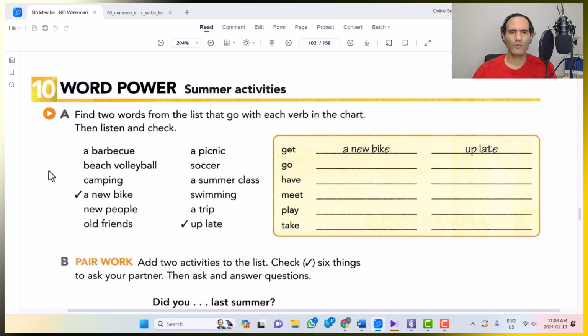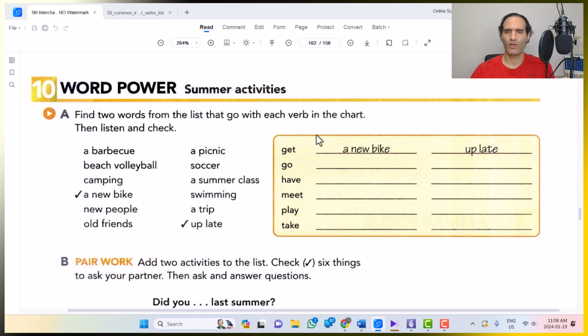Now, let's read these words first and see if we are good with the pronunciations of them or not. Okay? Would you please repeat with me? A barbecue, beach volleyball, camping, a new bike, new people, old friends, a picnic, soccer, a summer class, swimming, a trip, and get up late.